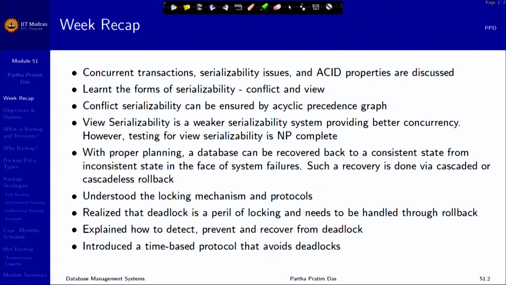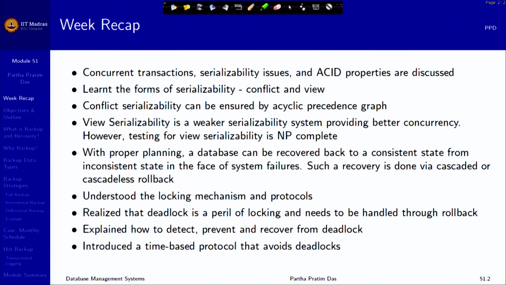And there are different serializability concepts. Conflict serializability, we have shown, can be ensured by an acyclic precedence graph, which is computable in polynomial time. Whereas a weaker form of serializability, which gives us more range of serial schedules, has NP completeness. So, it is not likely to have a polynomial time algorithm.